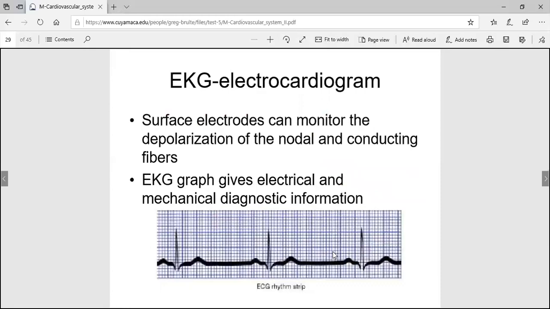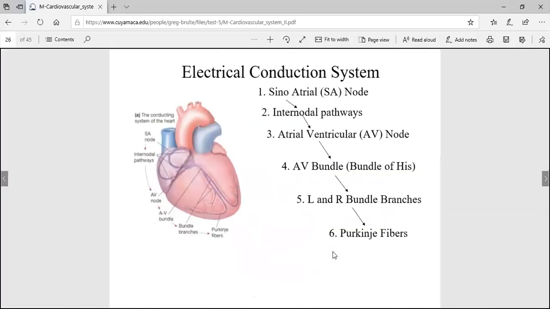Okay, so if I ask you, name the 6 parts of the electrical conduction system. I could also call it the intrinsic conduction system. You go sinoatrial node, internodal pathways, AV node, bundle of His, left and right bundle branches, Purkinje fibers, and then somewhere in there you can put in parentheses, everything's connected by intercalated discs to all those cells.